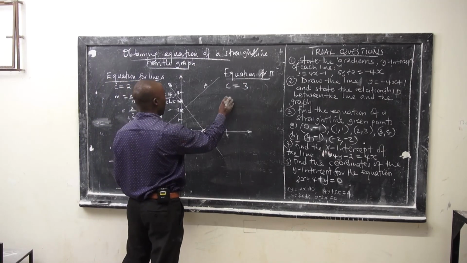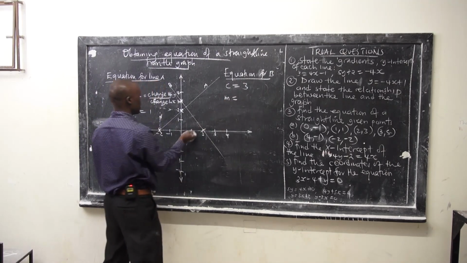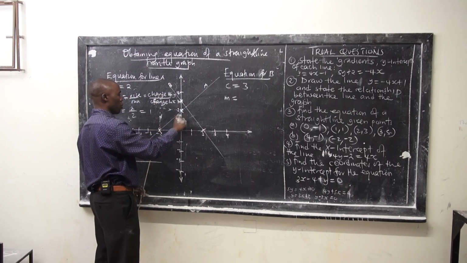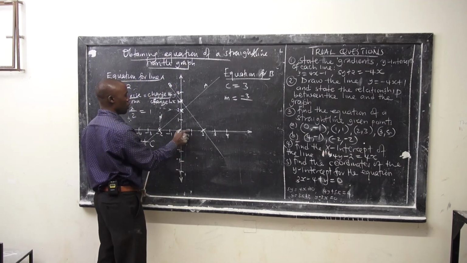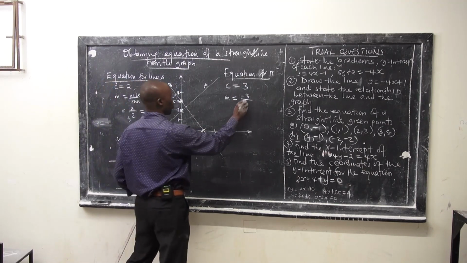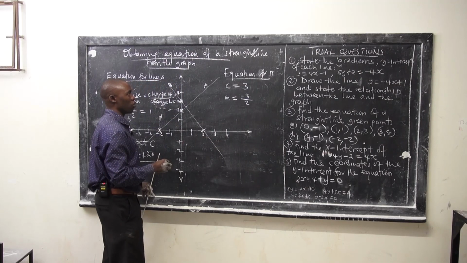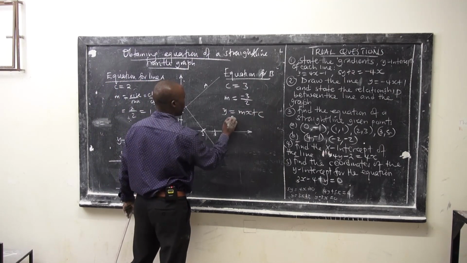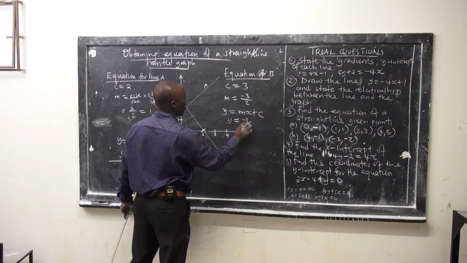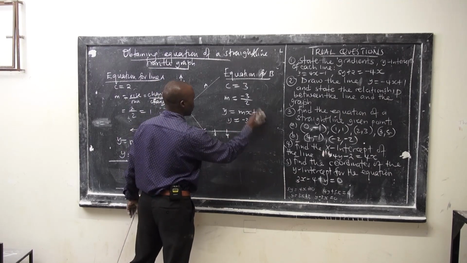So we are going to have m as this distance measured, which is 1, 2, 3, negative 3 units. We're going to divide it by this 1, 2, so out of 2, that gives us negative 3 out of 2. So our y is equal to mx plus c. That gives us y equals negative 3 out of 2 x plus c, which is 3.